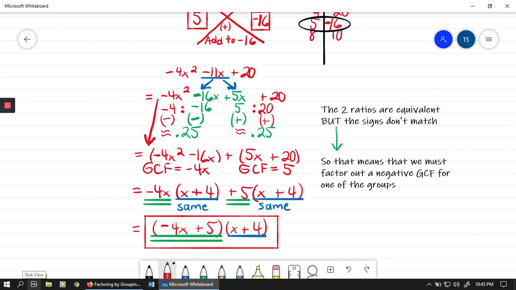So again, folks, we have completely factored this quadratic trinomial where the a was not equal to 1, and we did that by factoring by grouping. I do hope that this video was helpful to you guys. Again, this was part 2 of a series on factoring by grouping. That's it.